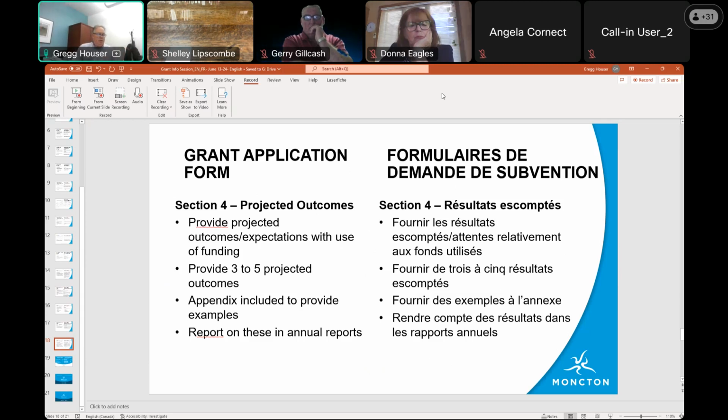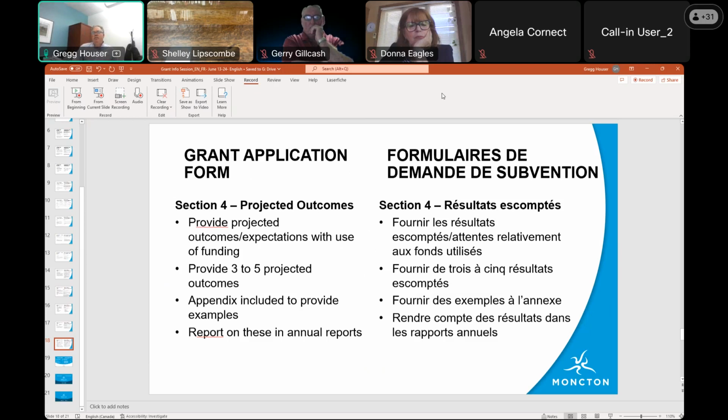Total number of children and youth who participate in the activity. Total number of participants benefiting from subsidized or reduced pricing. Total newcomers or international students attracted to Moncton if you're on the immigration side, and total number of programs and projects that support. Those are just examples. There's probably 20 or 30 in the appendices that talk to some samples. The expectation is to provide these expected outcomes on the application.